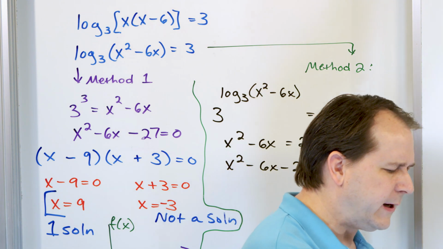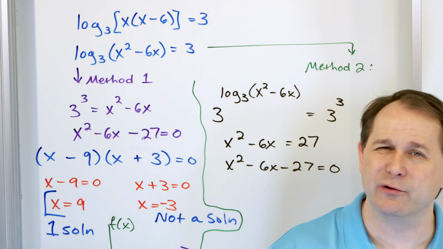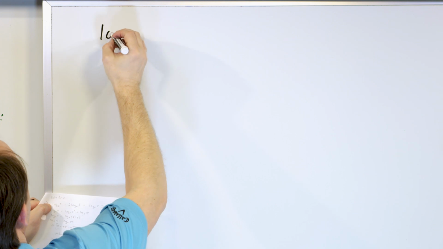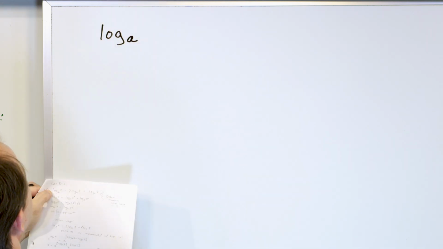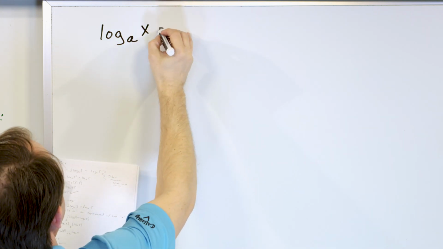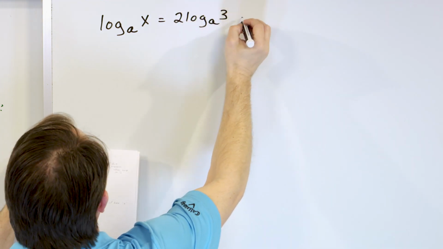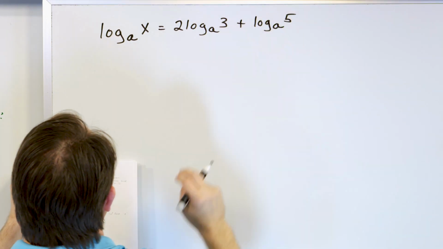We're not going to do that every single time. I'm not going to solve the problem twice every single time, but a few times along the way I will do that. Problem number 2. Let's say we have logarithm, and here's something weird. The base is actually not a number, it's a letter. Call it a. I'll explain in a second. Logarithm base a of the variable x is equal to 2 times the logarithm base a of 3 plus logarithm base a of 5.